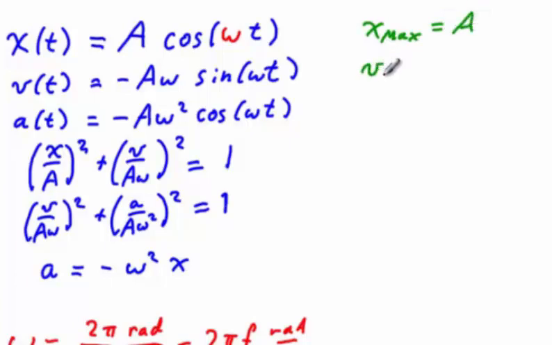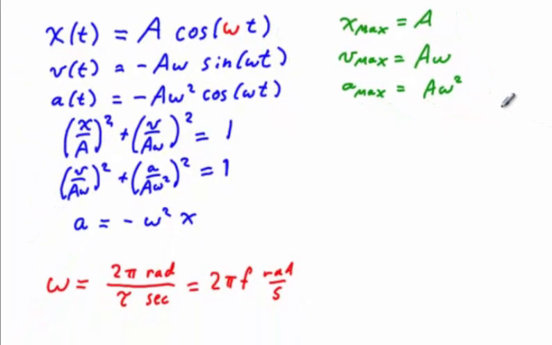v has a maximum value equal to the amplitude A times the angular frequency omega, and the acceleration has a maximum value equal to the amplitude times the square of the angular frequency. These relationships will be extremely useful as we solve various problems.